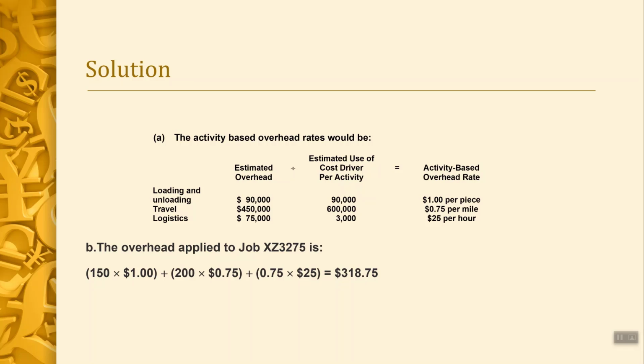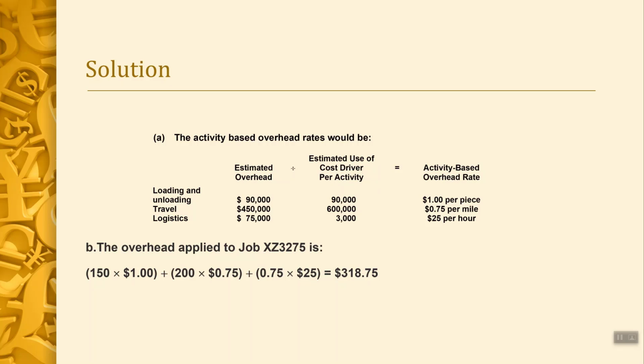Now we're told that for this job we use 150 pieces. So we multiply the 150 by $1, plus 200 miles for travel times 0.75, plus 0.75 hours times $25, which gives us a total overhead applied to this job of $318.75.